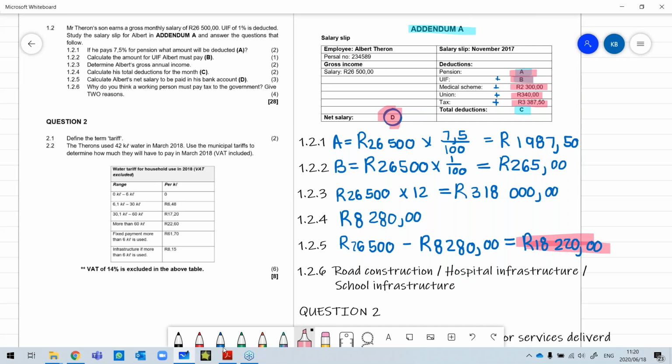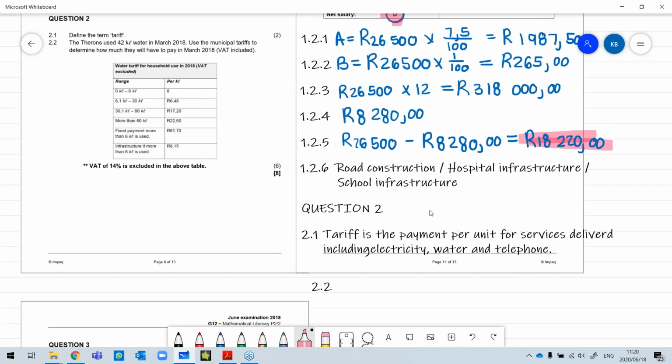Question 1.2.6. Why do you think a working person must pay tax to the government? Give 2 reasons. So just a bit of interesting additional information for those of you who still did not know, tax goes toward the government for services that all of us make use of. For example, road construction, so the upkeep of the roads, tax goes towards that. Hospital infrastructure, so building clinics, building hospitals, tax money pays for that. And then also school infrastructure, so government schools, tax pays for the buildings and so forth for schools. Let's continue with question 2.